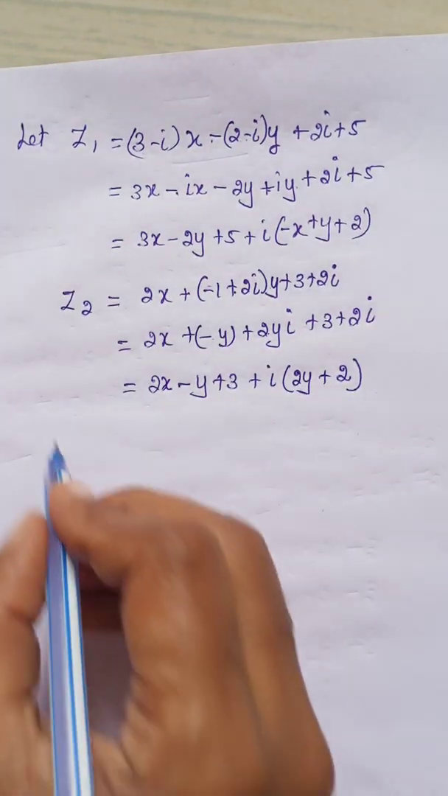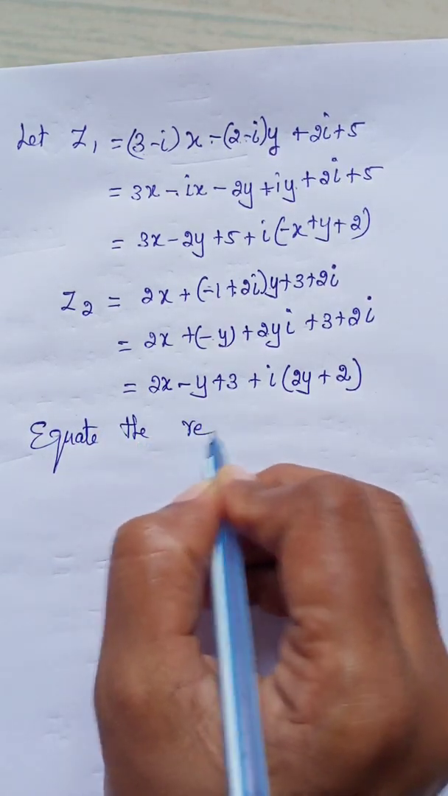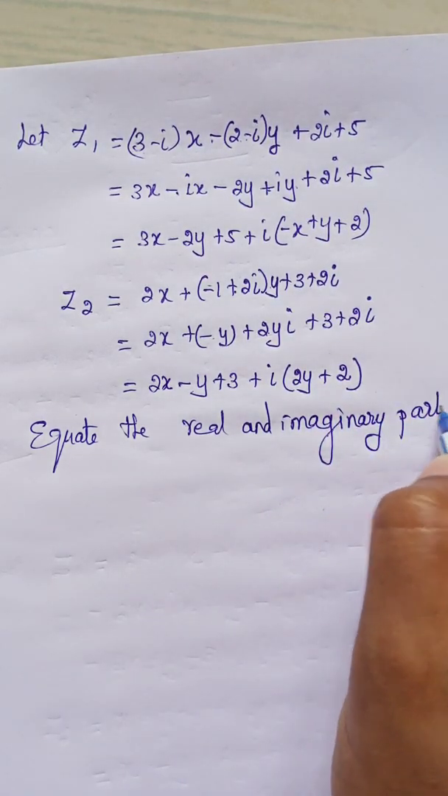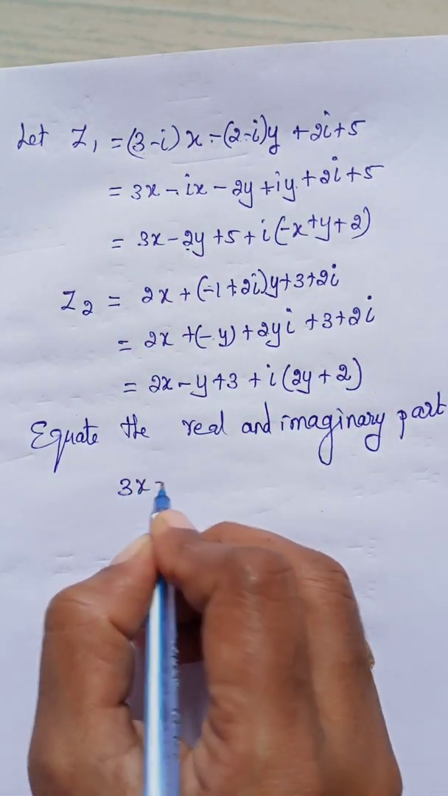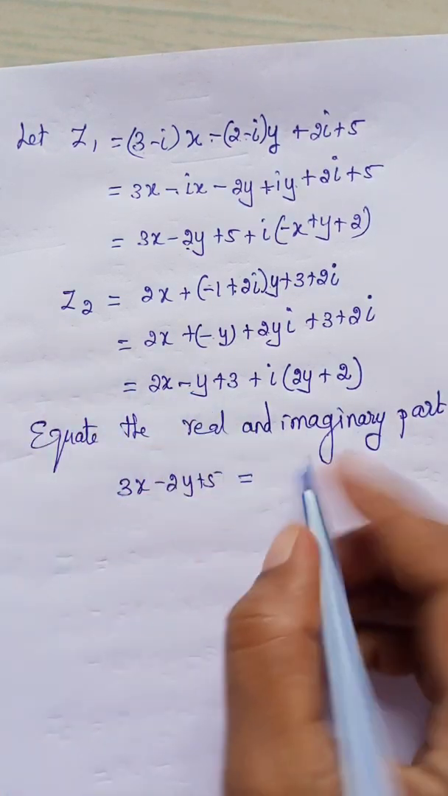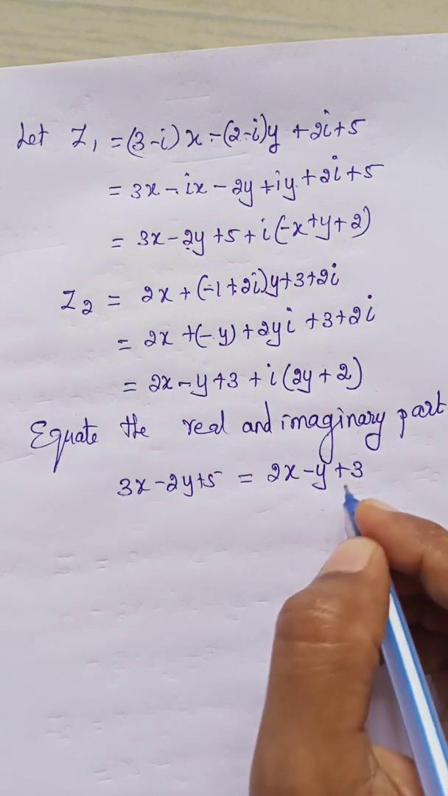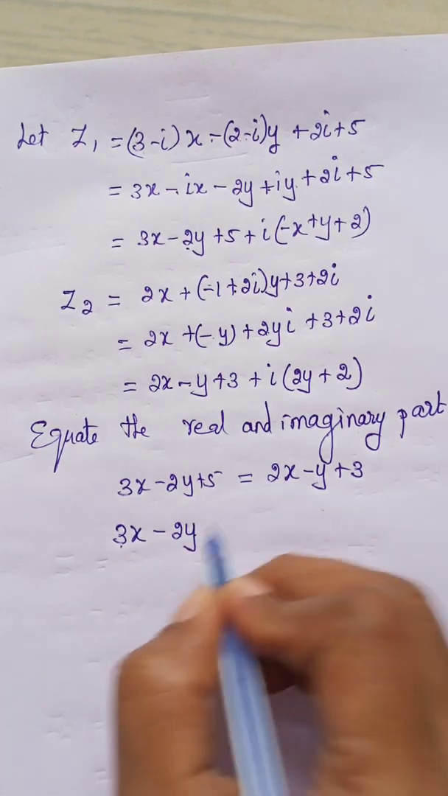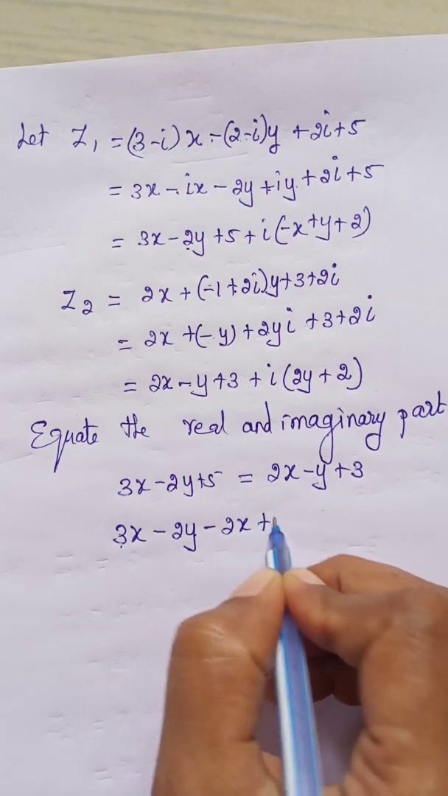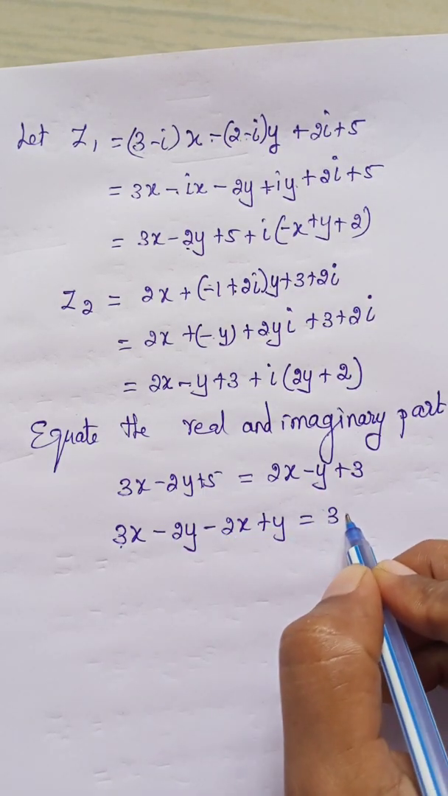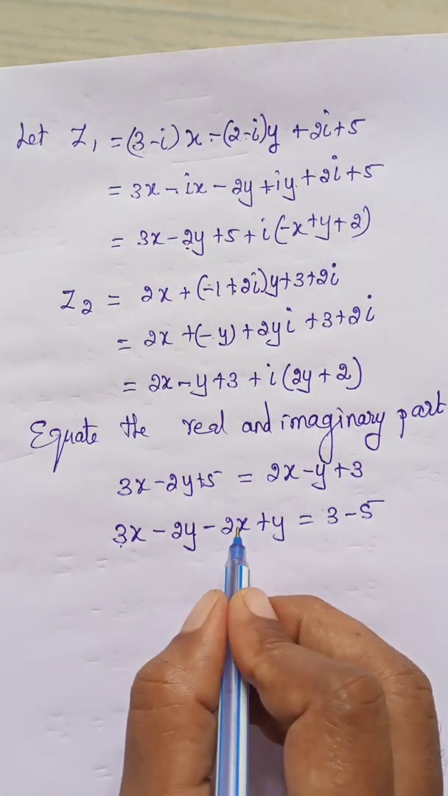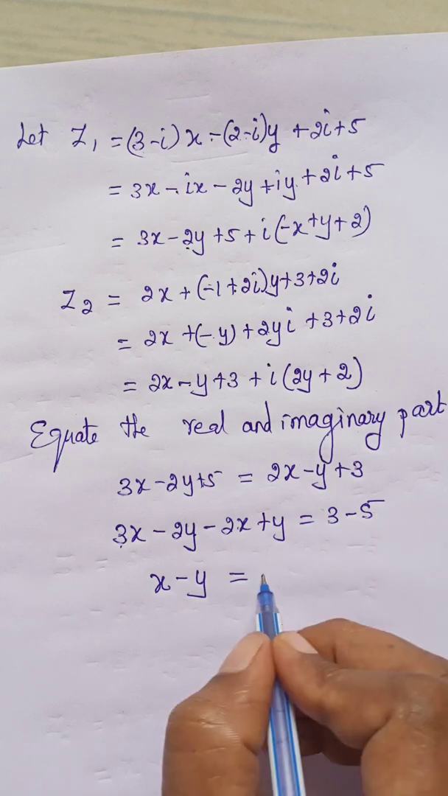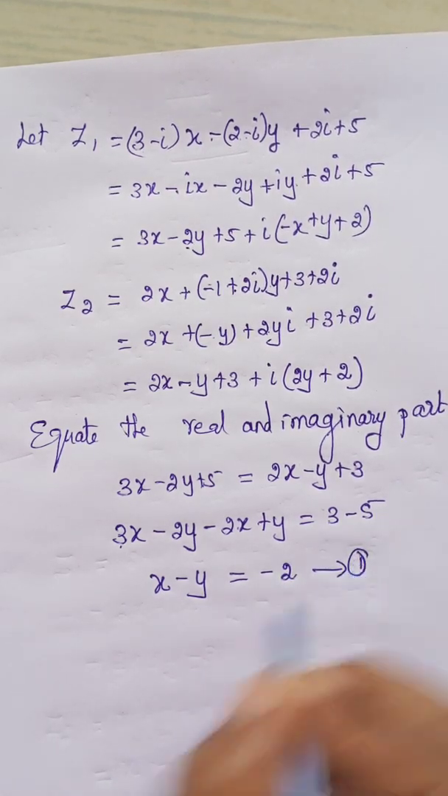Is that clear? Now what we should do? Equate the real and imaginary part. So what is that real part there? 3x minus 2y plus 5 equal to, in z2 the real part is 2x minus y plus 3. So we can bring it into a single term. 3x minus 2y, bring the 2x here, it will become minus 2x plus y equal to 3. This plus 5 when it comes to the next side, that is minus 5. 3x minus 2x, x; minus 2y plus y, that is minus y. 3 minus 5 is minus 2. I am marking it as equation number 1.